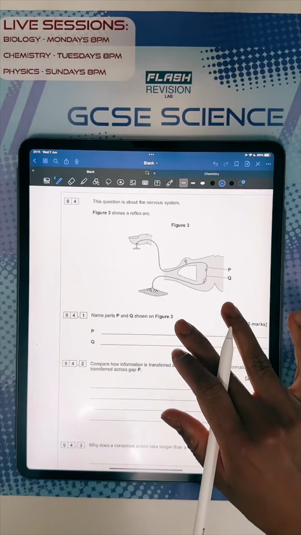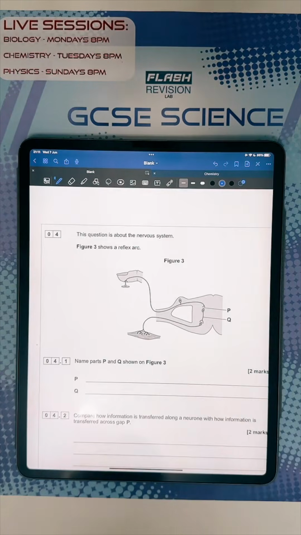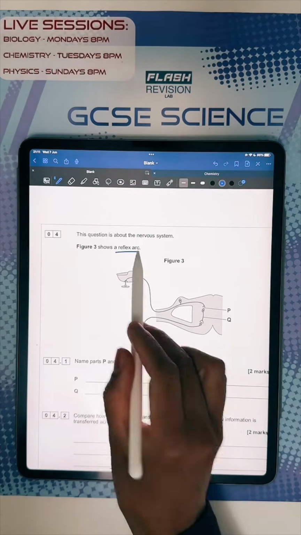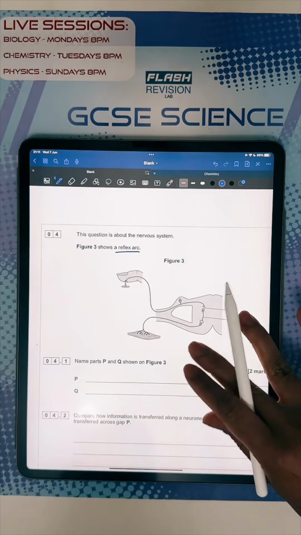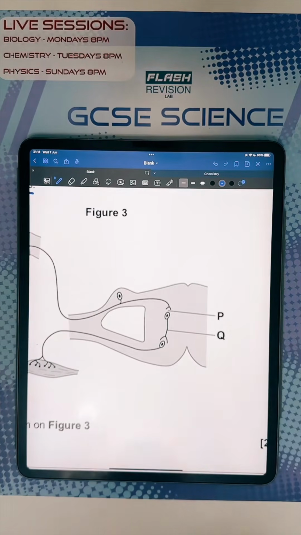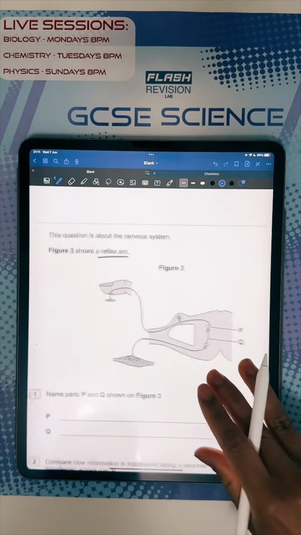Next question, nervous system. So we've got a reflex arc here. Name parts P and Q. Let me zoom in here. What do we have? P and Q. Not a receptor. Yeah. Synapse and relay neuron.